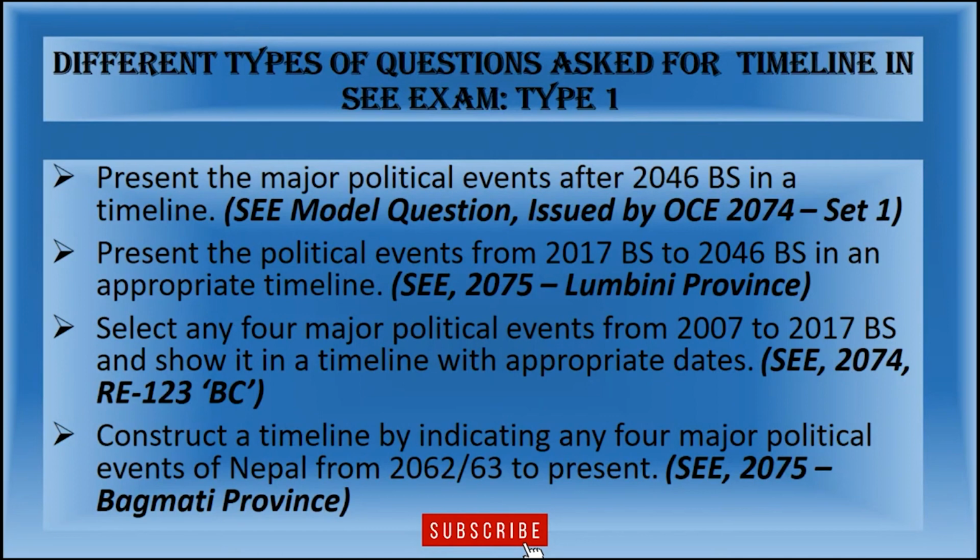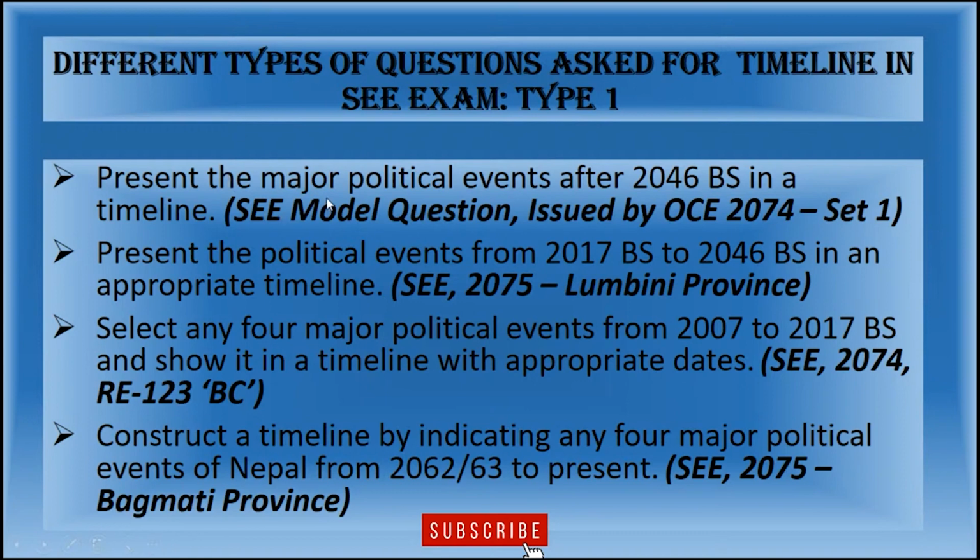First, I am going to give you the different types of questions asked on timelines in the SEE exam, and I have categorized these questions into three groups. The first type of question is like this. You are given the choice of selecting the events yourself. You can select any four events by your choice. Look here: present the major political events after 2046 BS in a timeline. This is a 4 marks question.